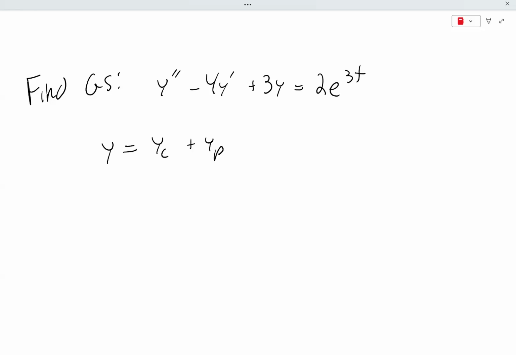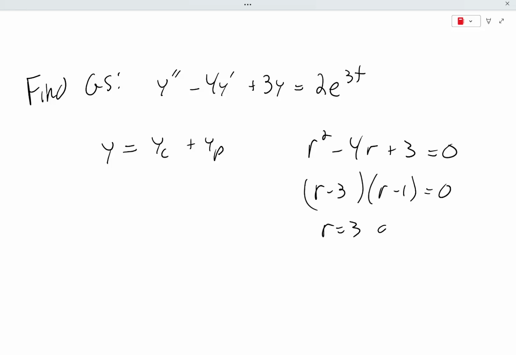Looks like this. For the y sub c, you have to solve the characteristic equation. So you get (r minus 3)(r minus 1), so r equals 3 or r equals 1. Okay, and then so what? We get y equals c sub 1 e to the 3x plus c sub 2 e to the 1x, plus y sub p.